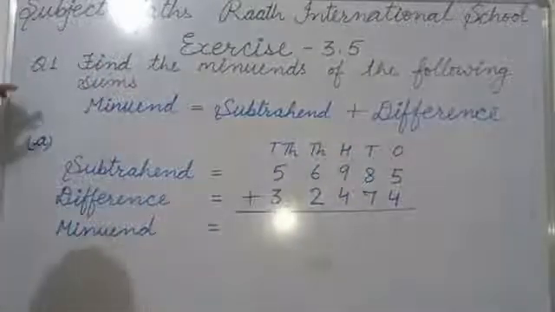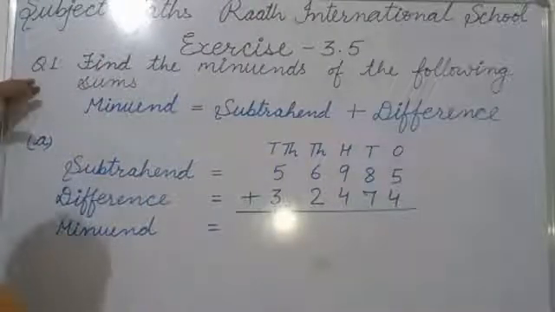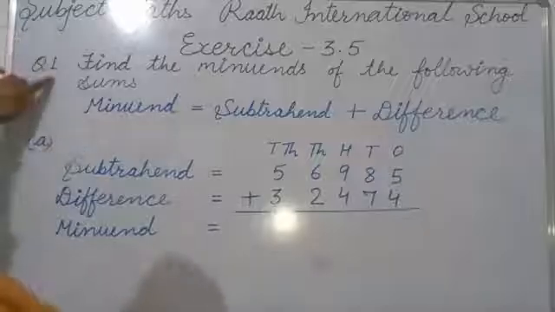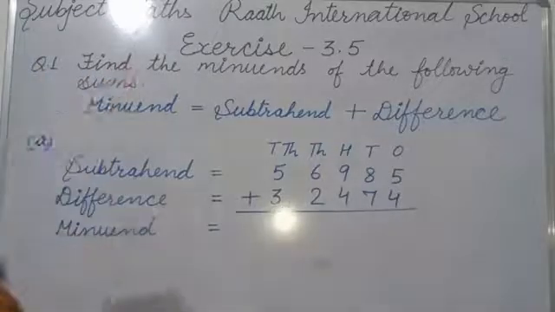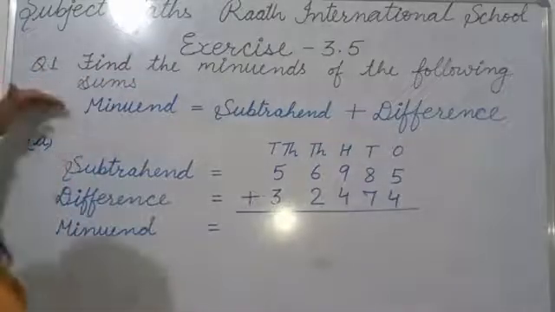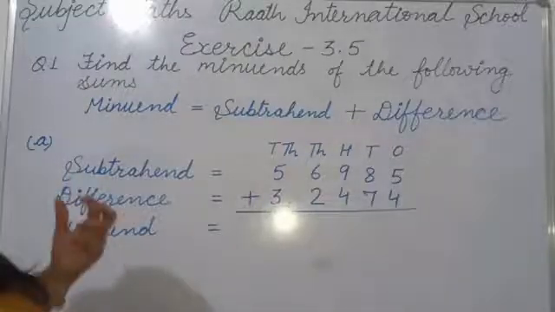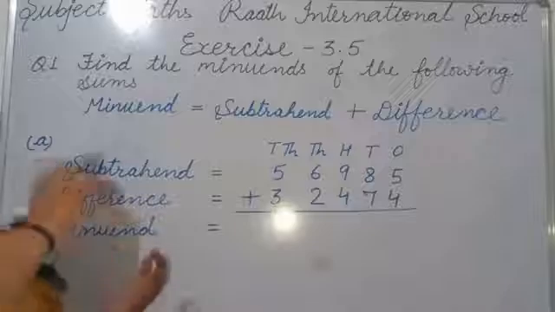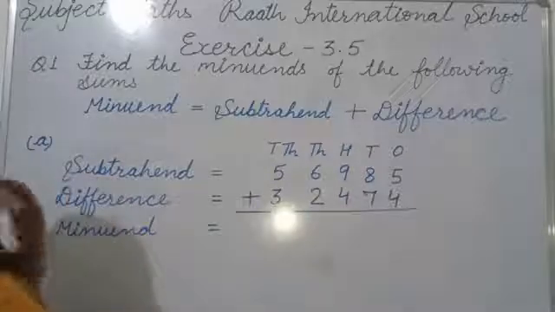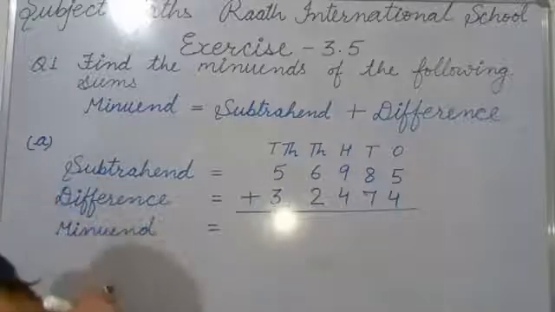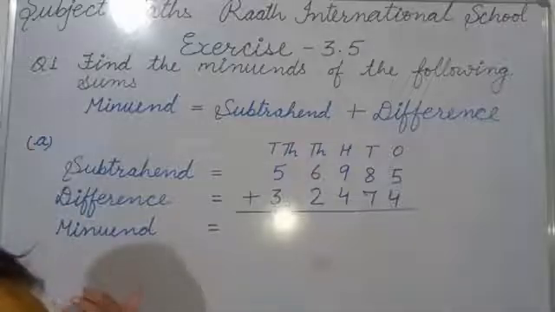Here is question 1, exercise 3.5. Find the minuends of the following sums. Sums are given and you have to find the minuend. The sums are given as fill-ups, but I have written them in the proper manner and you will write like that, and like that you have to solve.